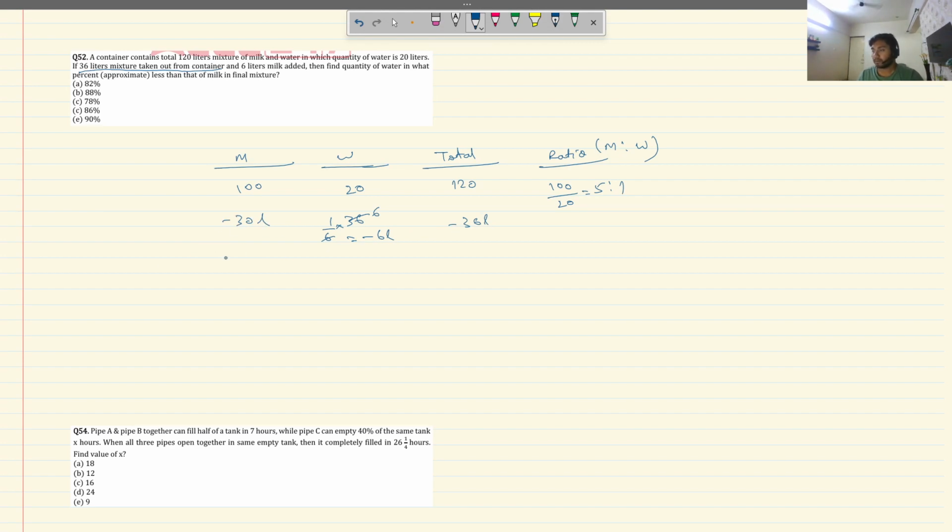निकाला गया. बचा कितना मेरा, और यहाँ पे 6 लीटर मिल्क एडेड, और ऊपर से यहाँ पे 6 लीटर मिल्क और ऐड कर दिया गया है. तो फिर टोटल अभी नेट कितना रहा, 100 - 30 70, 70 + 6 इज़ 76 लीटर बचा, और पानी बचा यहाँ पे 20 - 6 14 लीटर.